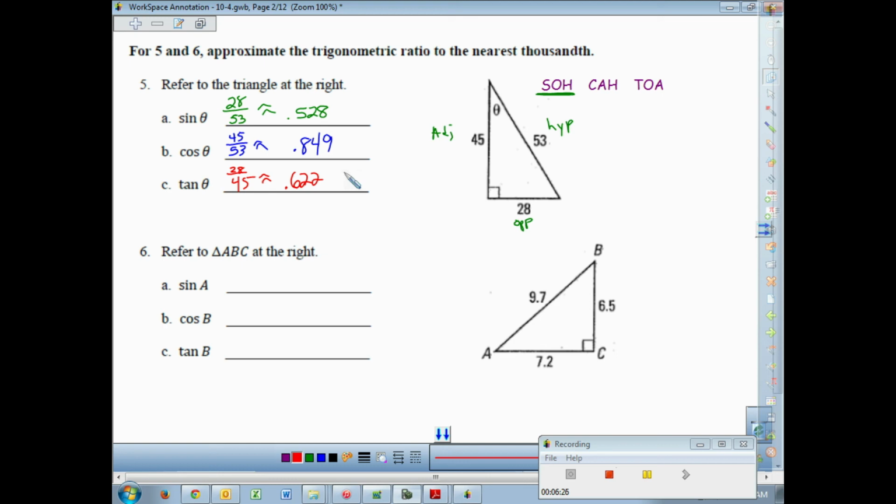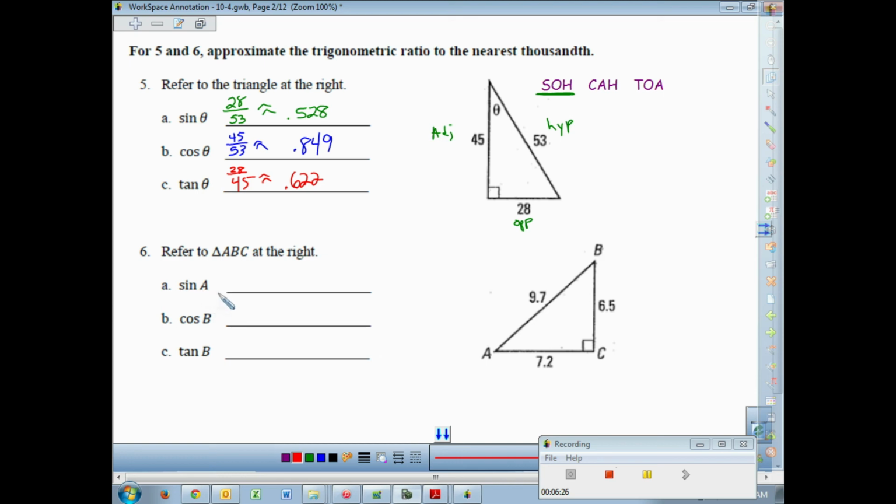So simple, right? What is the tangent of theta? Well, it's opposite over adjacent, 28 over 45. Cool? Refer to triangle ABC at the right, find the sine of A, the cosine of B, the tangent of B. Do you see how they switch things around with us? Sometimes they're talking about angle A, sometimes they're talking about angle B. So putting the OPPs and the ADJs doesn't really help in this situation because that information is going to change because they focus around different angles.